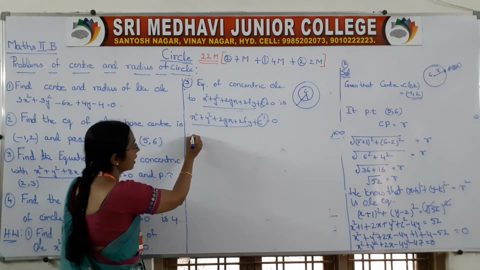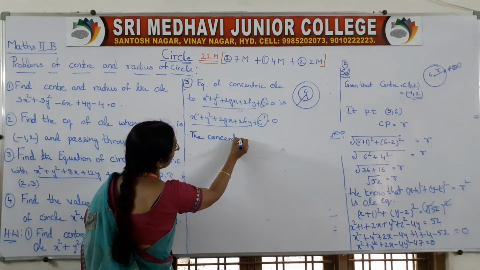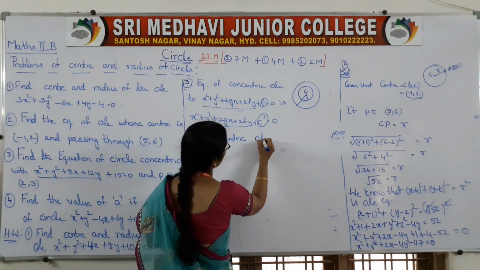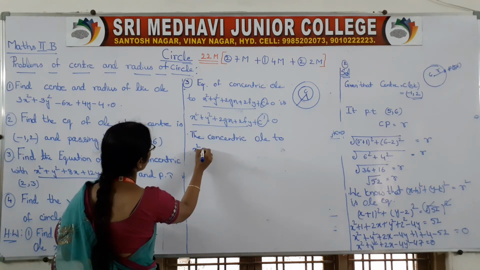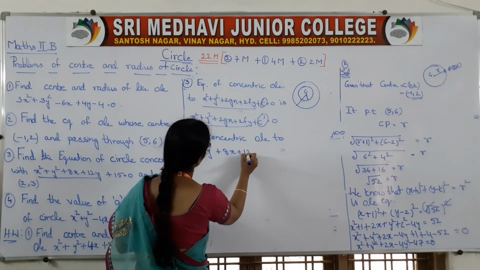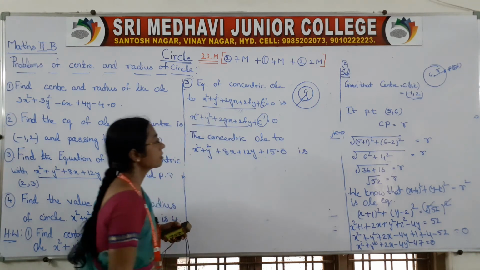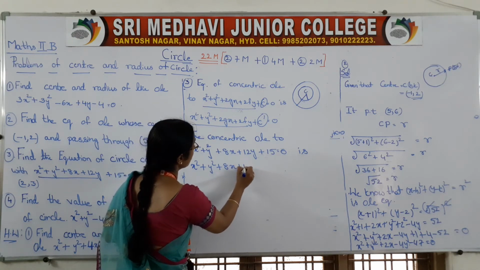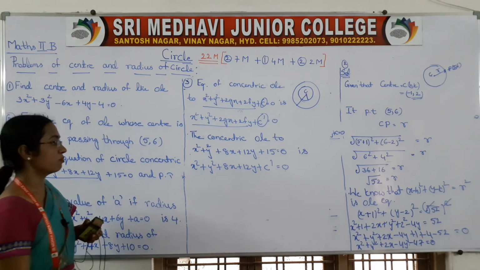So we can write the concentric circle to the circle given as x square plus y square plus 8x plus 12y plus 15 is equal to 0 as x square plus y square plus 8x plus 12y plus c dash is equal to 0. Only the constant will be different.